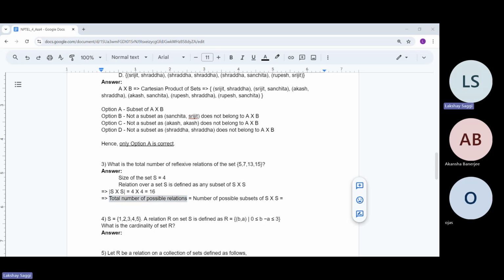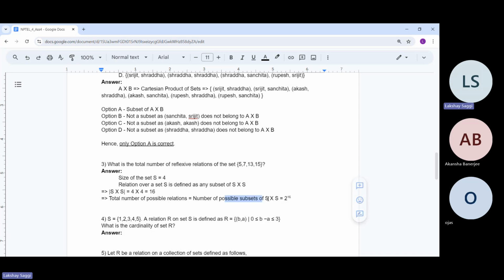So how many possible subsets? Okay, so Akansha has written directly the formula for the number of reflexive relations over the set, but we'll go through the theory also. How do we arrive at this formula? Ojas has written that the number of possible subsets will be 2 to the 16. Good job, Ojas. This is actually correct.